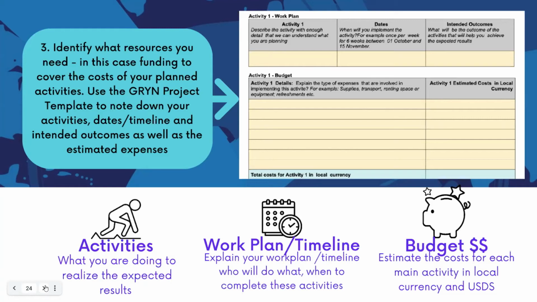So step one, if you're going to be using this template, you need to note down your main activities. And for each activity that you're thinking about, you need to estimate the work plan or even the time. What we mean by time is, for example, we want to have these particular matches, one match per week between the period of November to December. So you would need to describe that. When will you do each activity? You need to be as specific as possible.